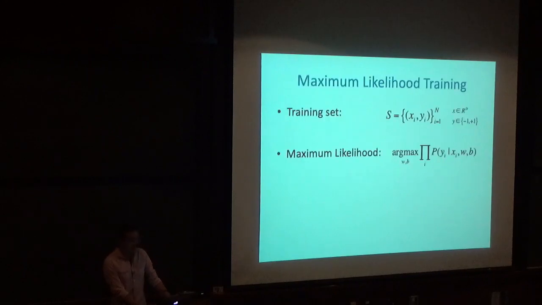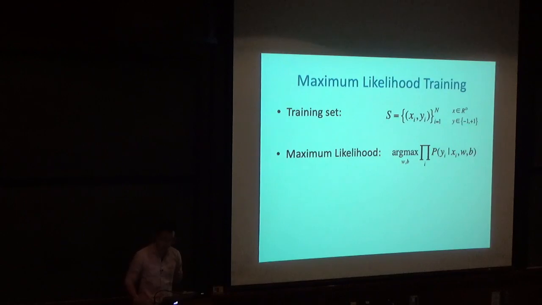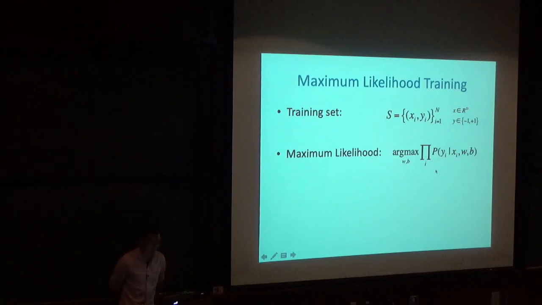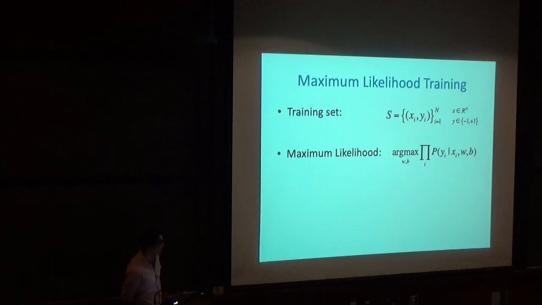Okay, so let's try to train this logistic regression model. Again, we have the same training set of x, y pairs, where y is binary, so in this case +1 or -1. And this is our learning objective. We're going to find the W and B that maximizes the product of the probabilities that our model predicts the true target given the input x.